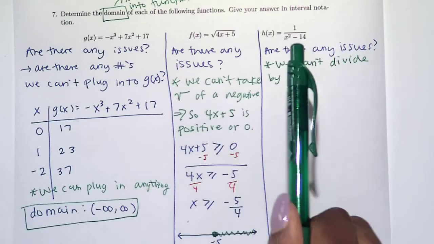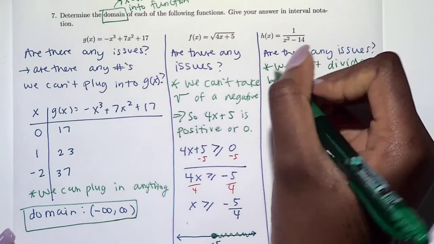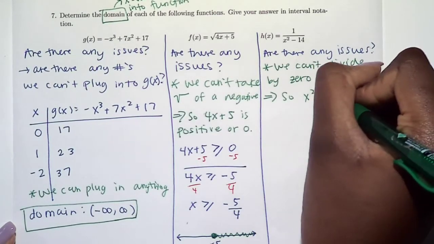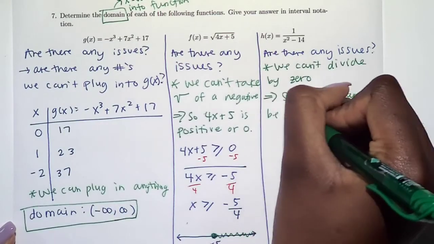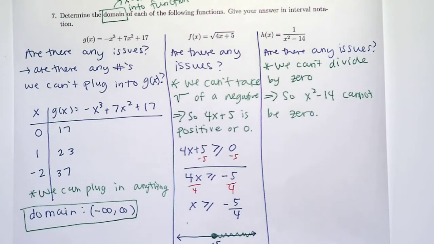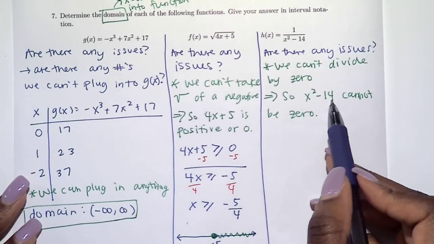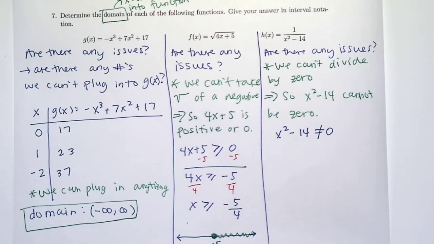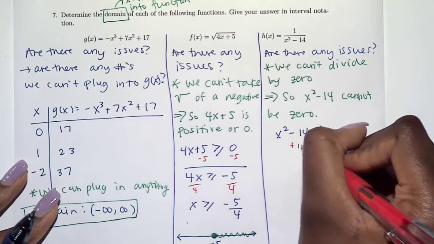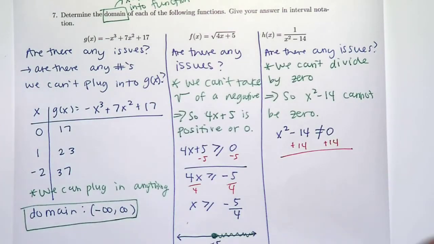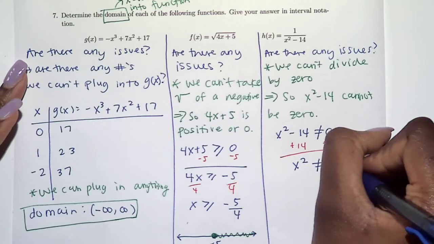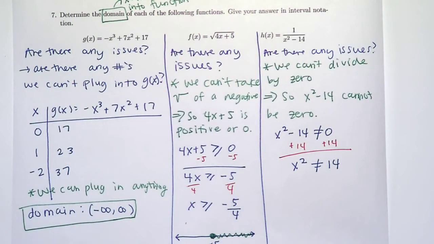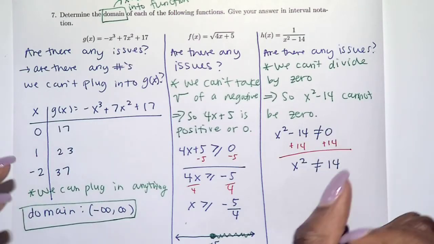Okay, so what does that mean? That means that x squared minus 14 cannot be 0 because we can't divide by 0. So how do we use this to define the domain? Well, we just do algebra again. x squared minus 14 cannot be 0, so I'm going to say x squared minus 14 cannot be 0. And so now I can solve for x to see what x cannot be. So I'm adding 14 to both sides. Okay, solving for x, I need to take the square root of both sides.